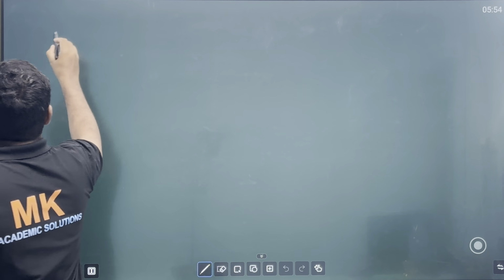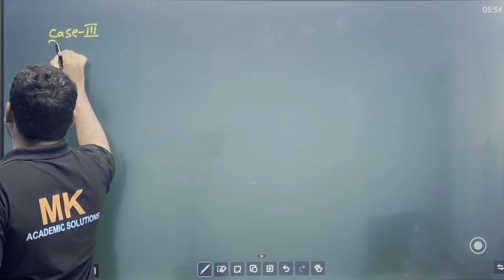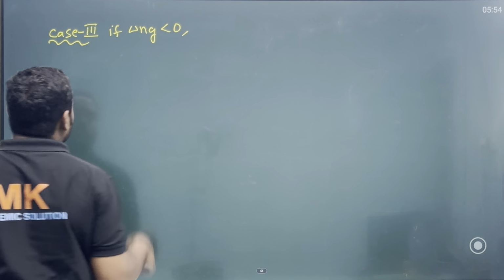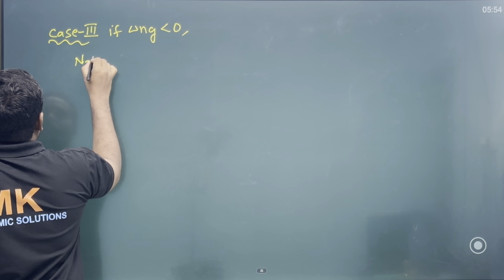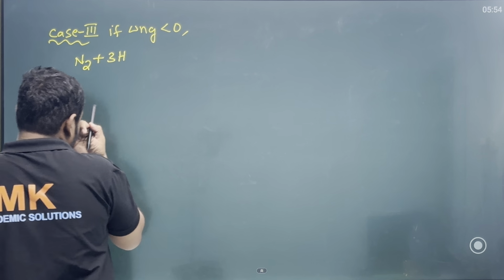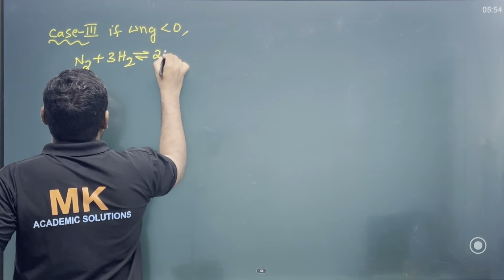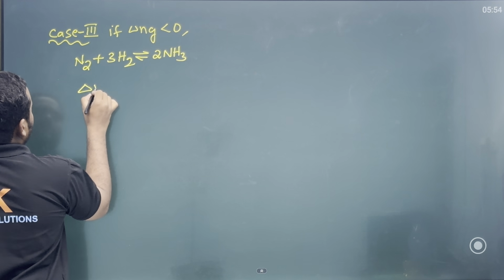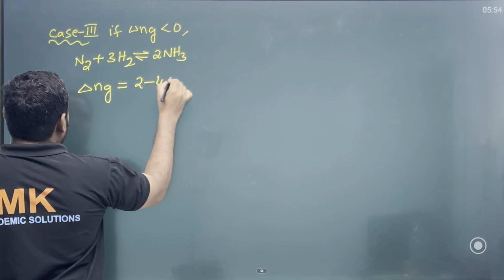And next come to case 3. So what is case 3 here? If delta Ng is less than 0, it means it is negative. So let us take here N2 plus 3H2 gives rise to 2NH3. So here what is the delta Ng value? Delta Ng is equal to 2 minus (3 plus 1) which is 4, that is equal to minus 2.